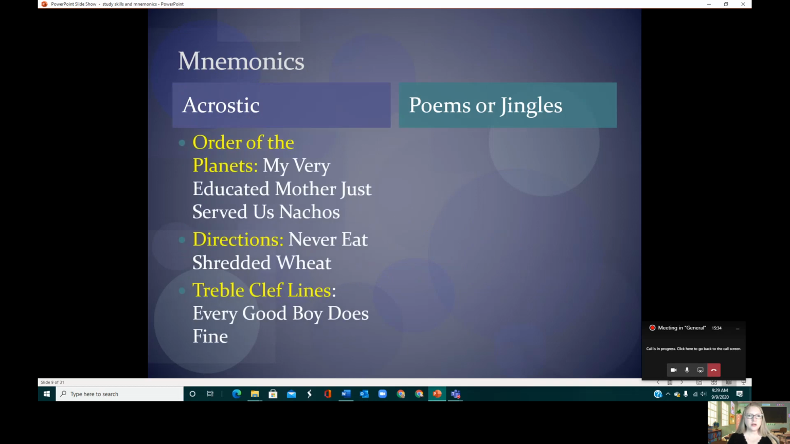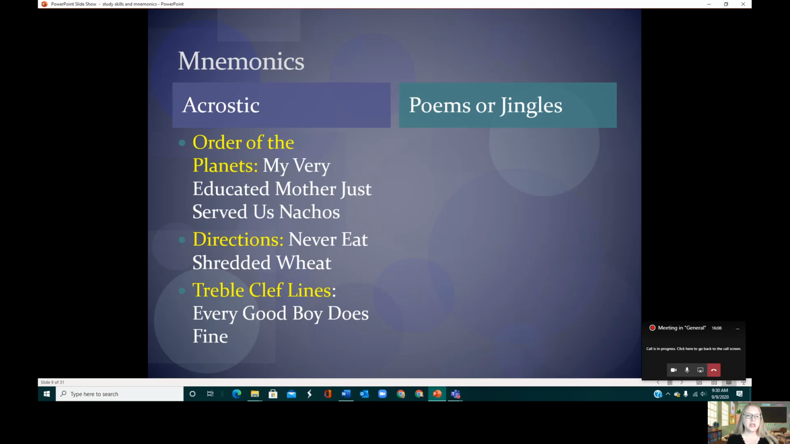So then other mnemonics are acrostics. These are words that are standing in place of something else. Some students don't do well with acronyms, but they do better with acrostics. So for example, the order of planets: my very educated mother just served us nachos. Mercury, Venus, all that stuff, that is the order of the planets. So they put a word in place of each one. Some kids learn better this way.